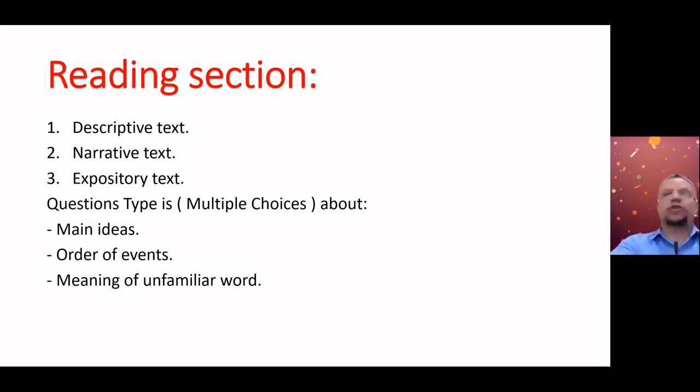The question type is multiple choice. About main ideas, this is the easiest part, so it will be first. About order of events, somewhat harder. About the meaning of an unfamiliar word, you will find this one is not very easy, so you have to guess the meaning of the word. You have to look at the word after, the word before, the context of the whole sentence, and connect all the meaning with the previous sentences in the paragraph to know what this word means.